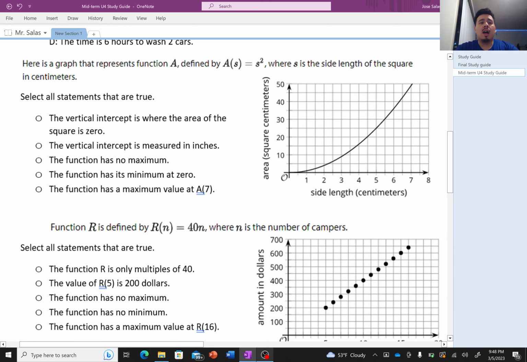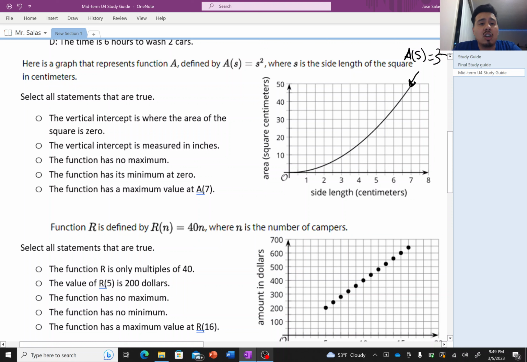Welcome back, students. We're going to be looking at another problem from our midterm study guide. The problem reads, here is a graph that represents a function A defined by A(s) = s squared, where s is the side length of a square in centimeters. This graph represents our function. Our function is A(s) is equal to s squared. So that's the function we're going to be looking at.